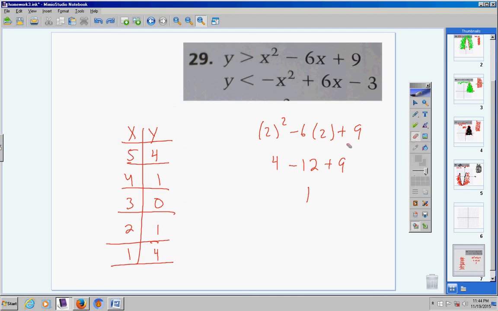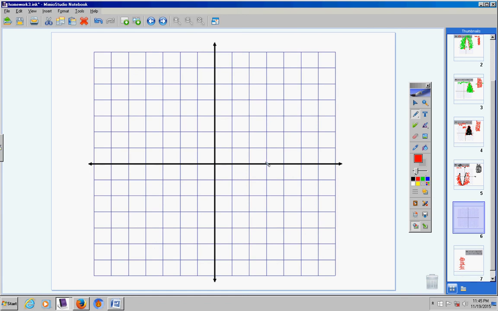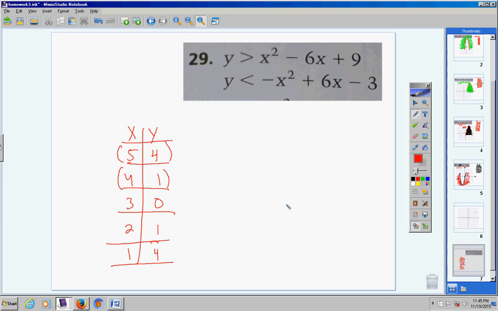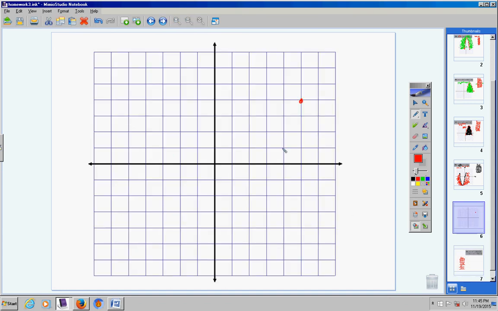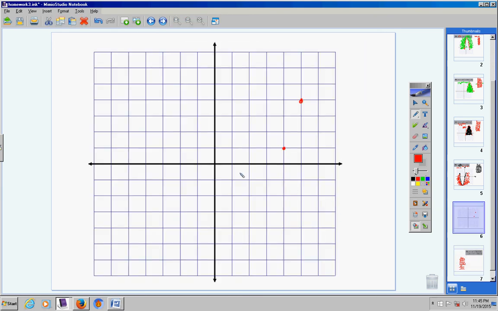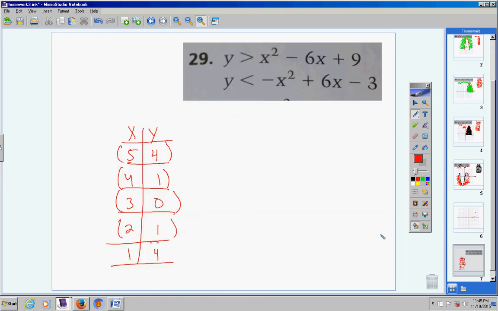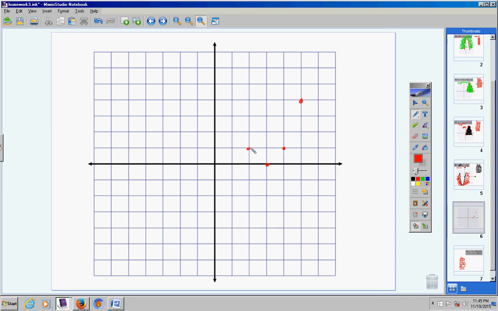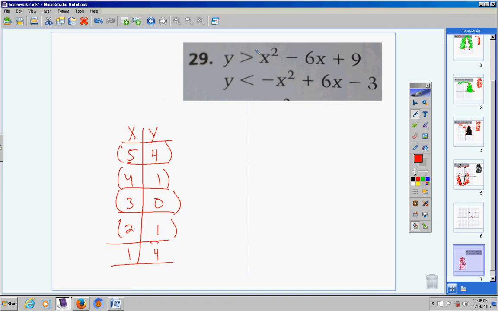So we're looking pretty good. Let's go ahead and plot these 5 ordered pairs. 5, 4 is my first ordered pair, so we'll come over here. Over 5, up 4. My next ordered pair would be 4, 1. Over 4, up 1. My next ordered pair is 3, 0. Over 3, up and down 0. My next ordered pair is 2, 1. Over 2, up 1. And my next one's over 1 and up 4. Now, is it dotted or solid? Dotted.